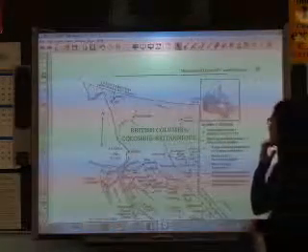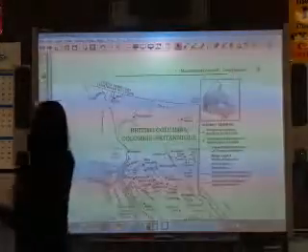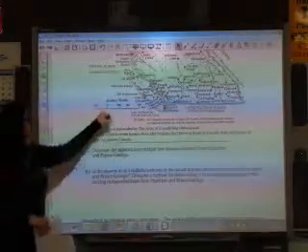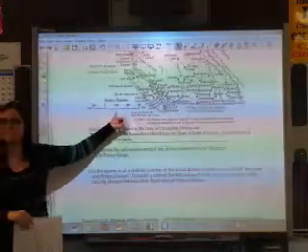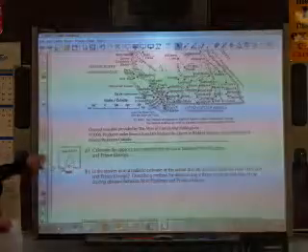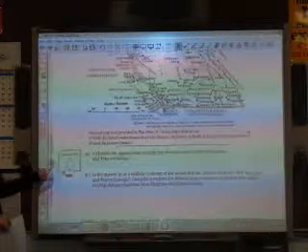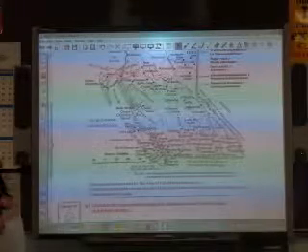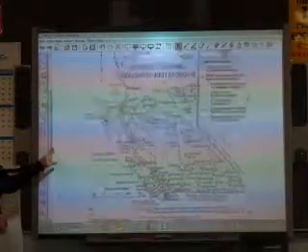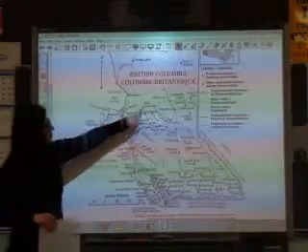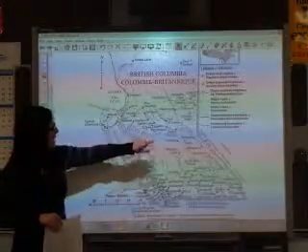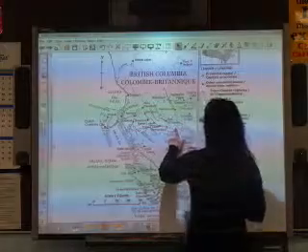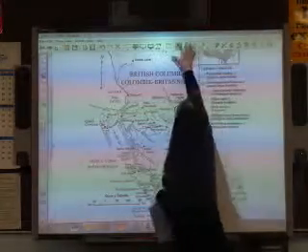Map of BC. What's the scale this time? 1 centimeter equals 100 kilometers. Thank you. So I need to find the approximate straight line distance between New Hazelton and Prince George. Here's New Hazelton, and Prince George is right here. So, straight line distance.